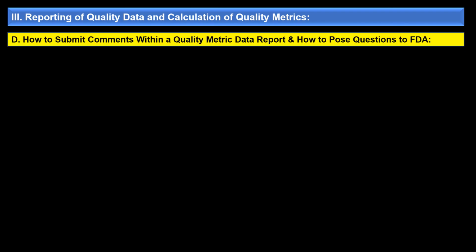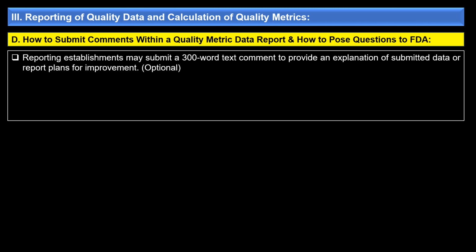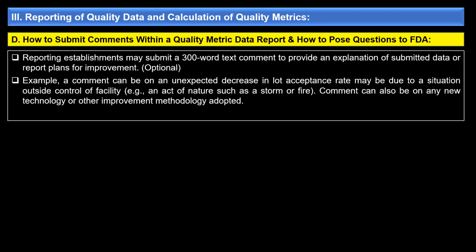So that covers reporting of quality data and calculation of quality metrics. The next part is how to submit comments within the quality metrics data report and how to pose questions to the FDA. The establishment may submit a 300-word text comment to provide an explanation of the submitted data or report plans for improvement. An example of a comment can include that an unexpected decrease in the lot acceptance rate may be due to a situation outside the control of the facility, like an act of nature such as a storm or fire. Comments can also be on new technology or other improvement methodology adopted.